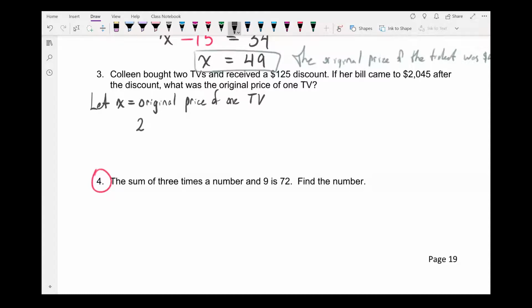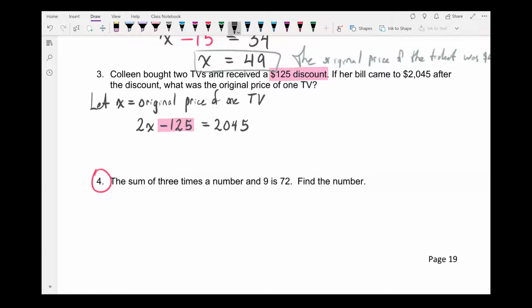So she bought 2 TVs at the original price, so 2 times the price of one TV is that cost. And she received a $125 discount. A $125 discount means you're subtracting it away, right? So that's why these match up. Once you have the 2 TVs, you get your little discount. The amount of money that ended up being paid is $2,045.